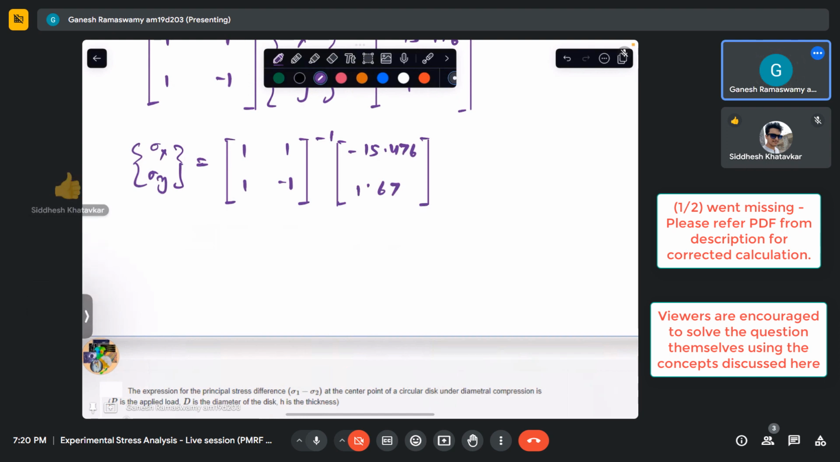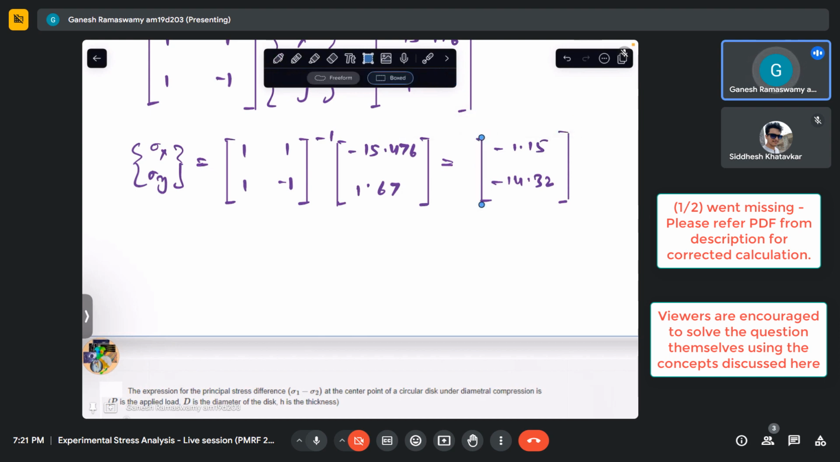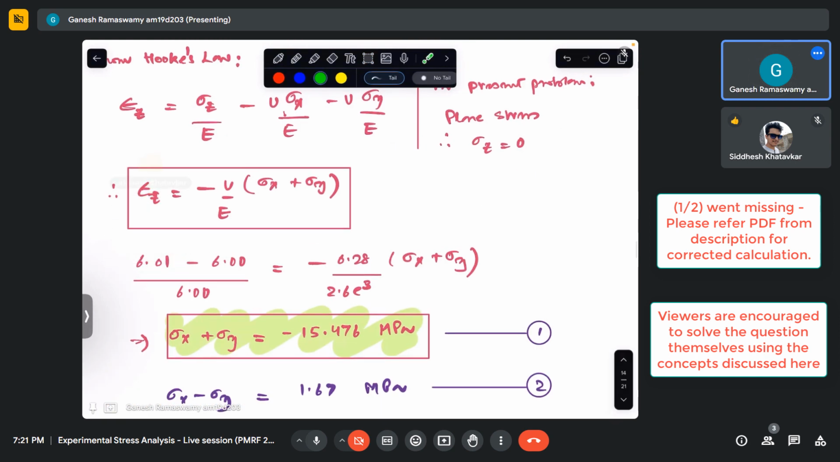Yeah. So for the sake of completeness, I'll just solve this also. A is [1, 1; 1, minus 1], B is [minus 15.476, 1.67]. A inverse into B gives me minus 1.15 for one and minus 14.32 for the other. I encourage you to check the calculations. Anyway, my idea is just to convey how to solve the problems. With better practice, I encourage you to calculate this in parallel so that things become clear. Because my focus is more on the conceptual development. I hope you can bear with that.